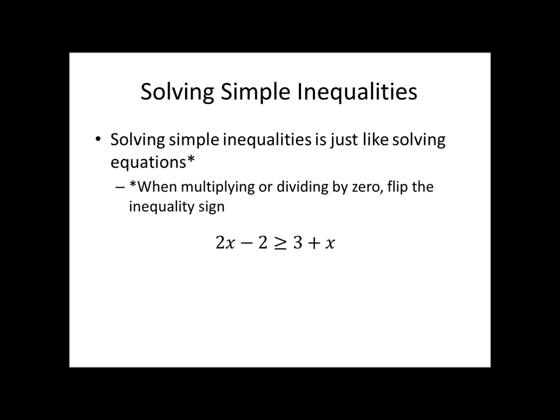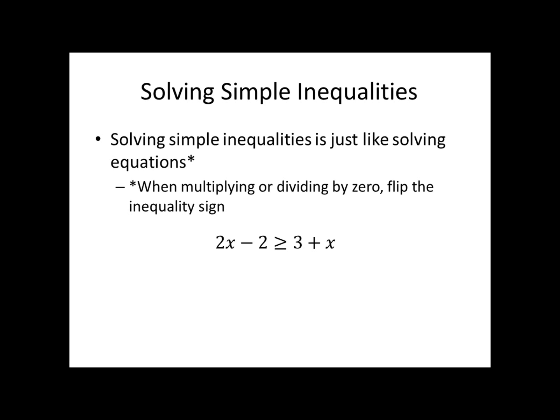So let's look at how to solve a simple inequality. You've done this before. When you want to solve a simple inequality, it's just like solving an equation. We're going to add, we're going to subtract, we're going to multiply, divide. And that's basically it, just like you would if it was an equation. The only difference is that whenever you multiply or divide by a negative number, you have to remember to flip the inequality sign. You know that.